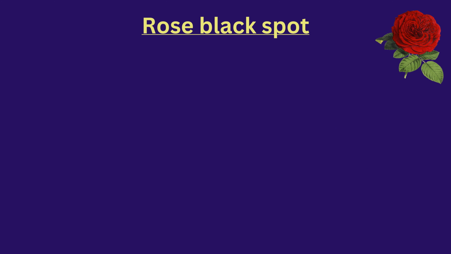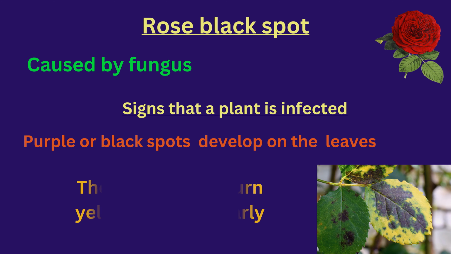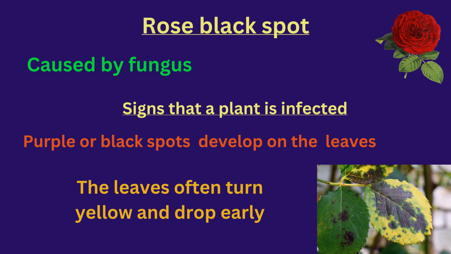Let us now zoom in on rose black spot, a disease that affects rose plants. This disease is caused by a fungus. But how can you tell if a plant is infected? What you'll notice is purple or black spots on the leaves. The leaves may also turn yellow and drop very early.